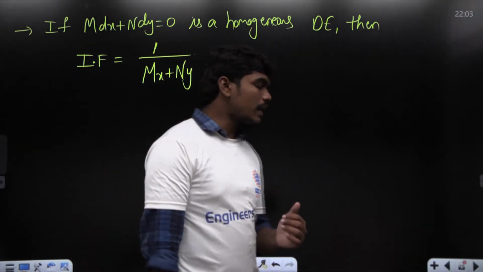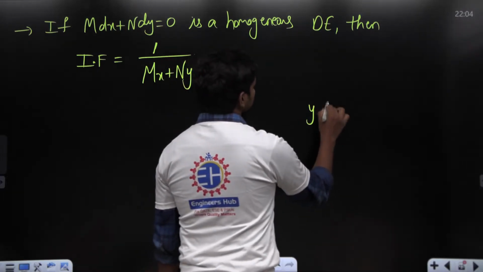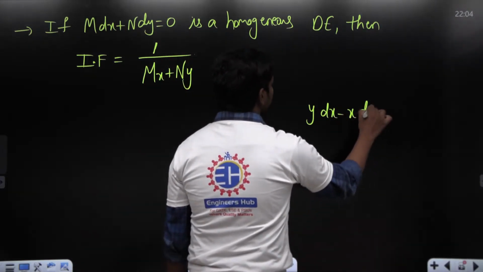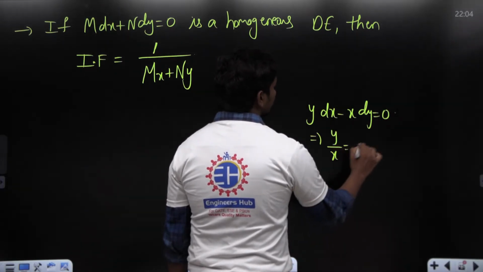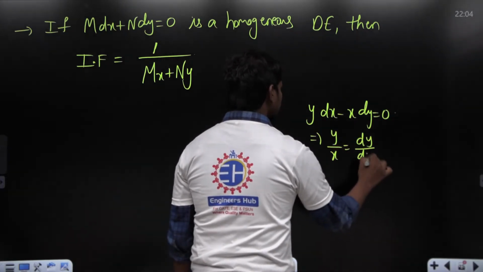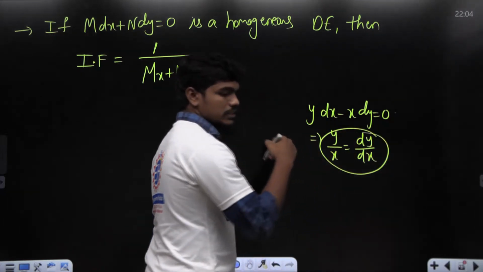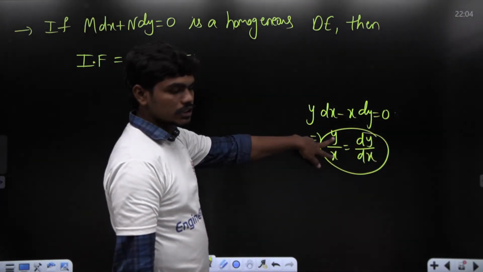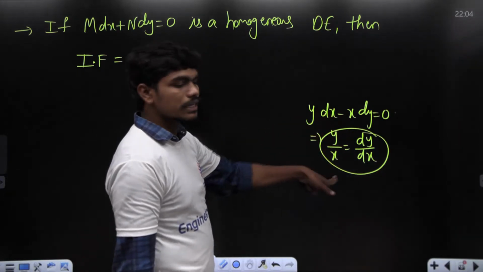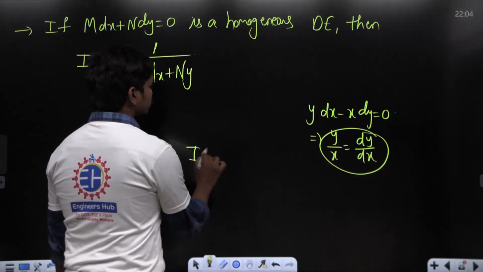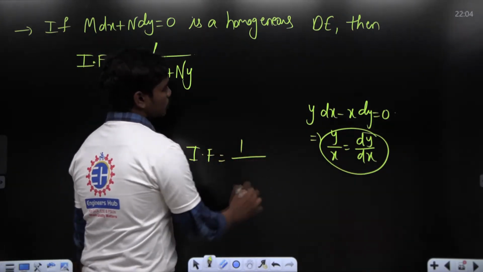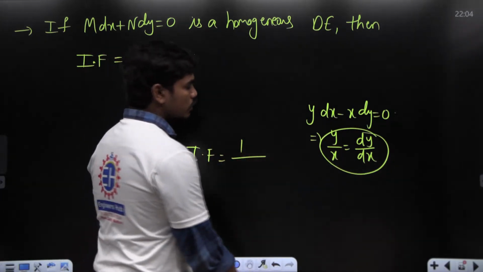For example, you have seen y dx minus x dy is equal to 0, which is y by x equal to dy by dx. This is a homogeneous differential equation because these two are homogeneous functions of degree 1, so y by x is a homogeneous function of degree 0. If you want to calculate the integrating factor, 1 by 2xy could also work out.